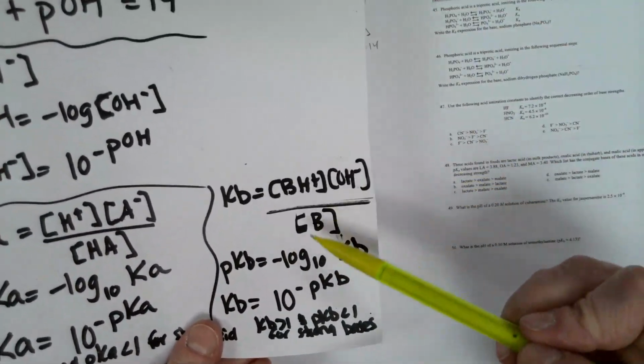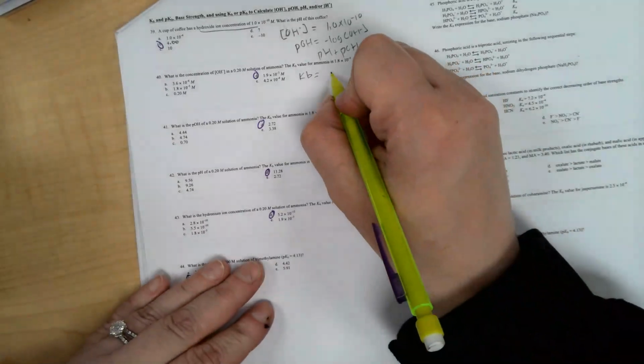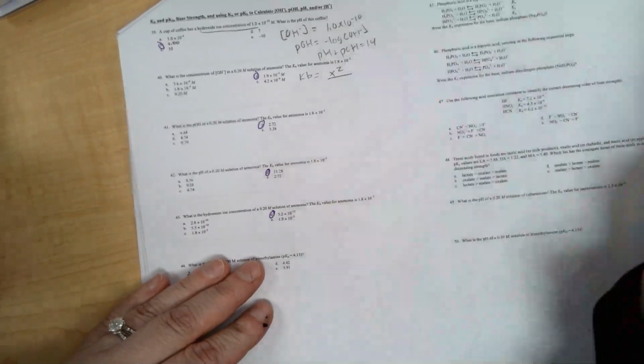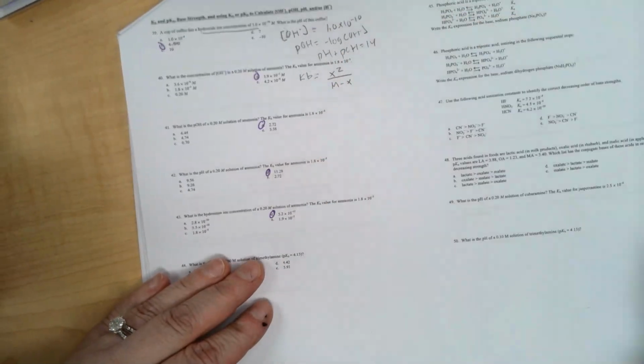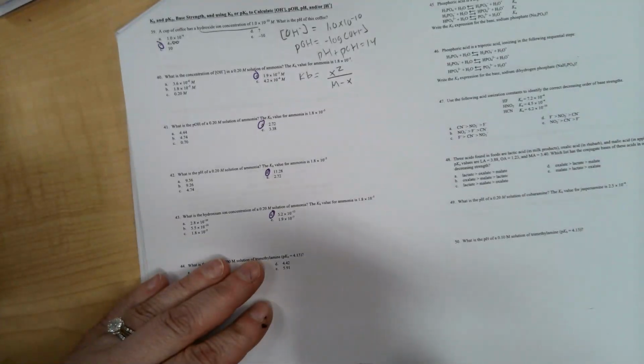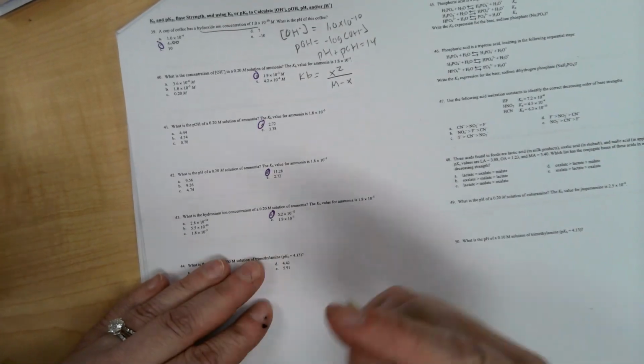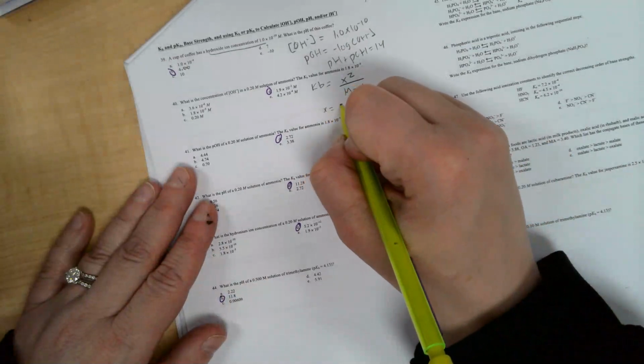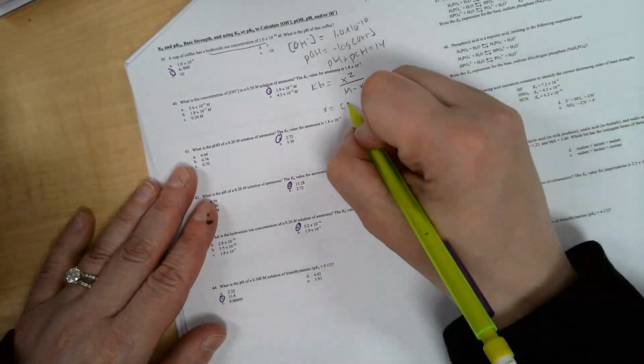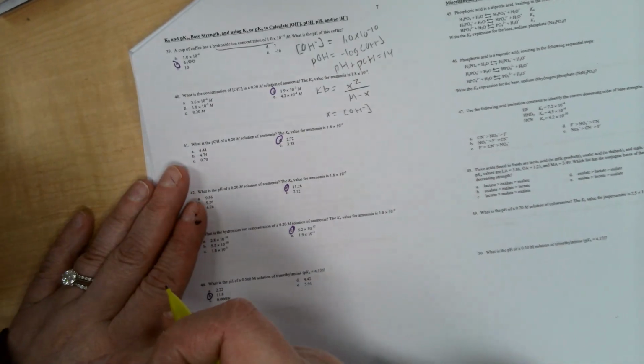We can do an ice table if we want to, but we're going to end up with the same thing, guys. X squared over M minus x, right? Check the rule of 100 first. Solve for x. Once you get x, your x is going to be equal to your OH minus concentration, just like with an acid, where x was our H plus concentration.